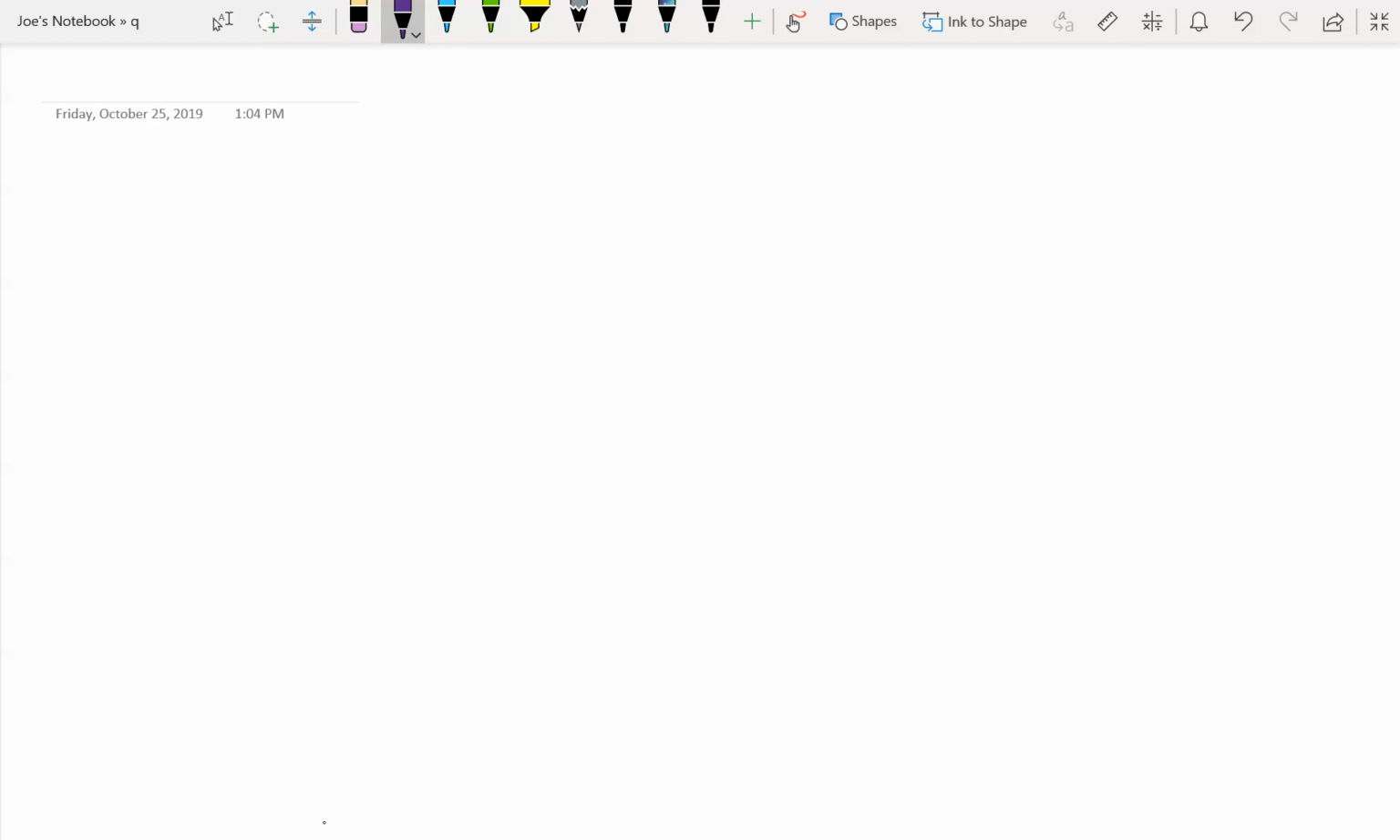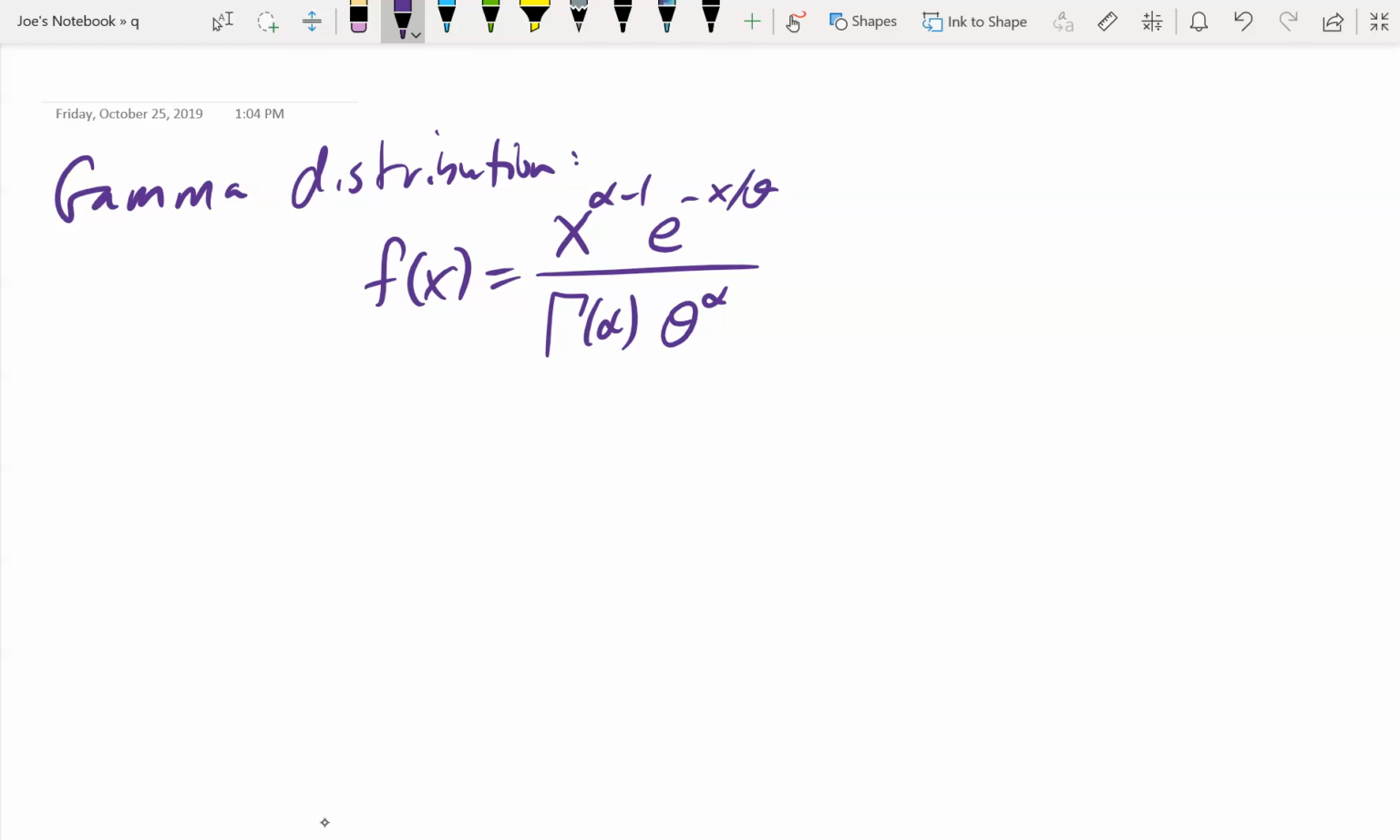All right. What does the PDF for the gamma distribution look like? Okay, x to the alpha minus 1. Okay. Gamma of alpha times theta to the alpha. Okay.